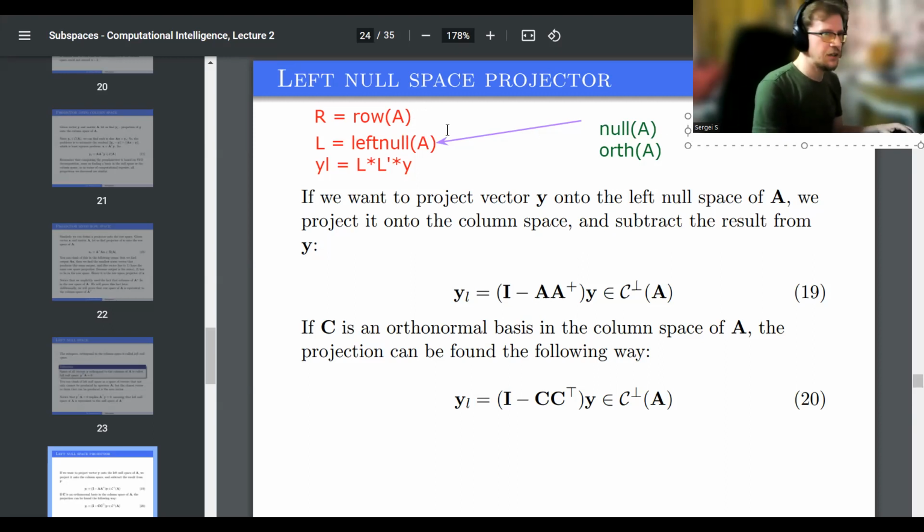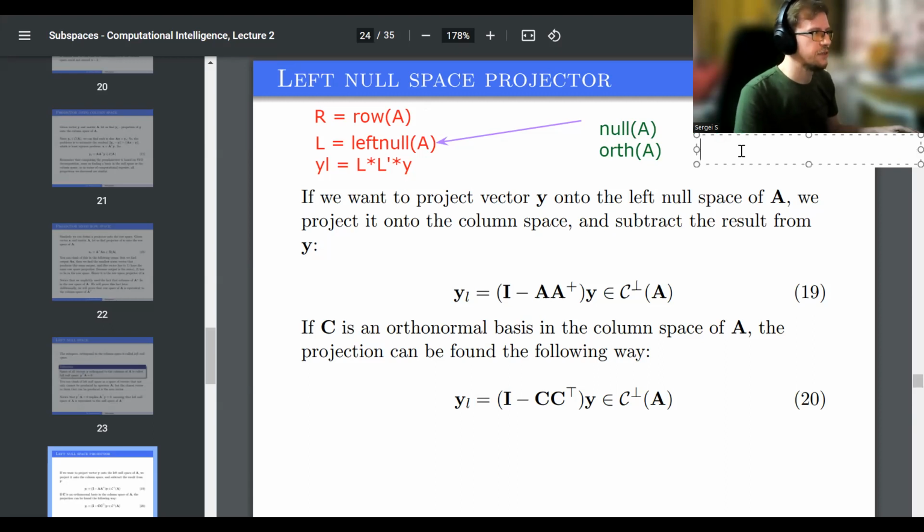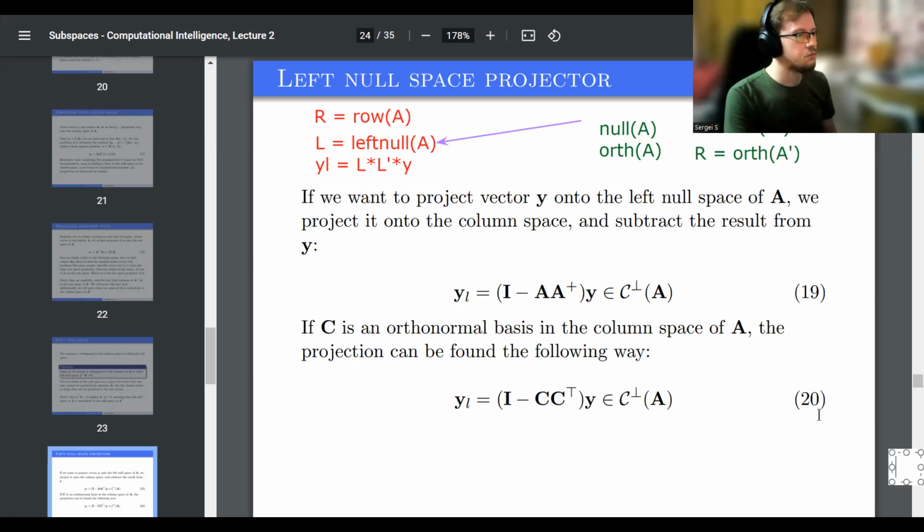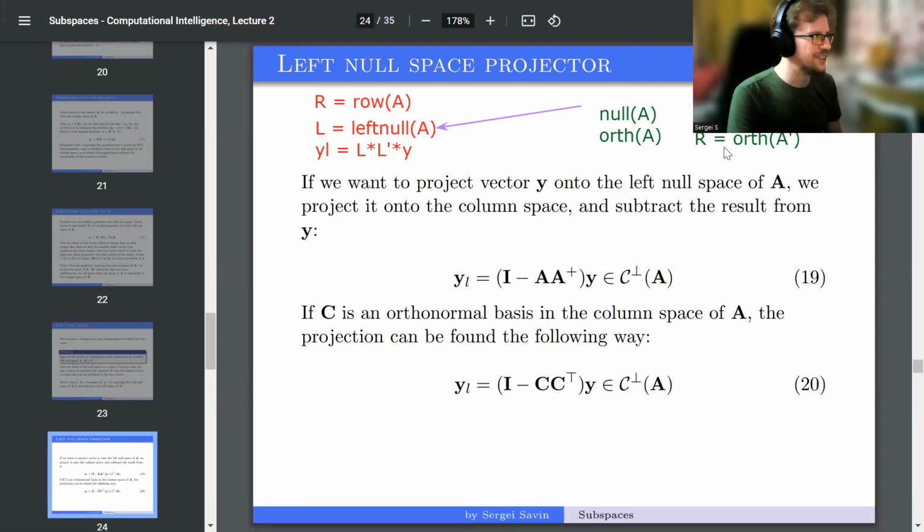Anyway, how to compute left null? If you want a basis in the left null space, you just compute it as the null space of A transposed. That's how you compute a basis in the left null space. How do you compute a row space basis? Well, you just do orth of A transpose. Interesting. How do I know that this works? We'll prove it in just a few slides, very soon. But that is how you do it. So the reason they don't have row and left null is because you can just compute it this way. That's what MATLAB expects you to do, and Python too.